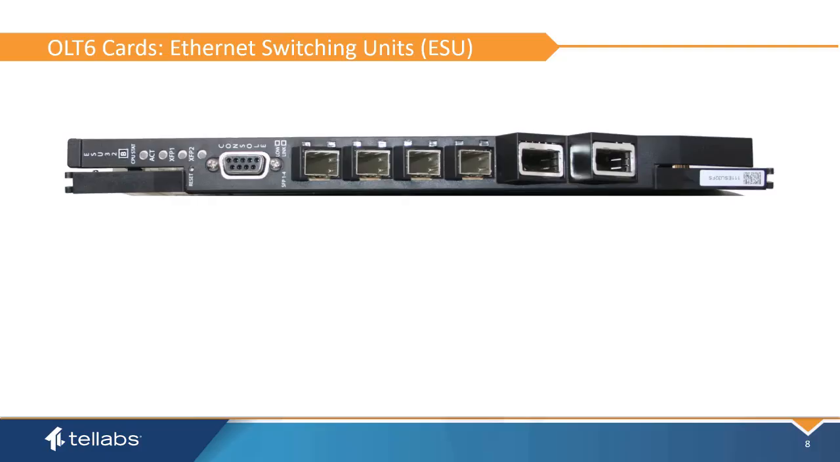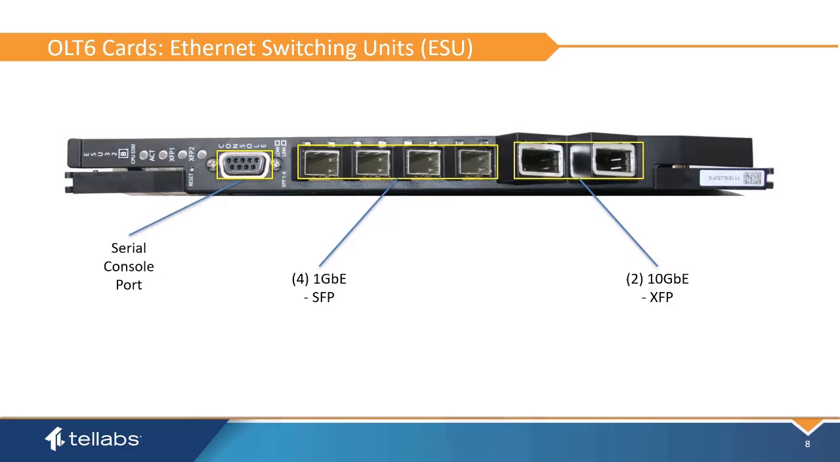The Tellabs FlexSim ESU32 card comes equipped with 4 1 gigabit Ethernet and 2 10 gigabit Ethernet network uplink interfaces. These 1 gig and 10 gig ports are integral to the Ethernet switching fabric, common control, and timing mechanisms of the Tellabs OLTs. A local console port is also available here, providing local serial access.